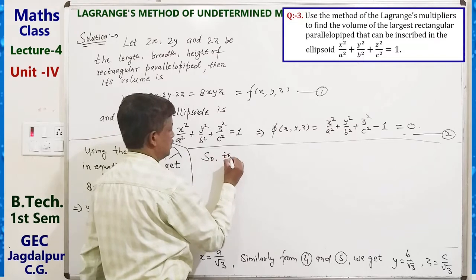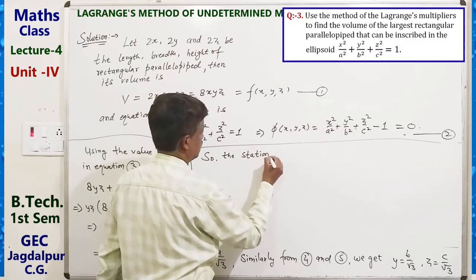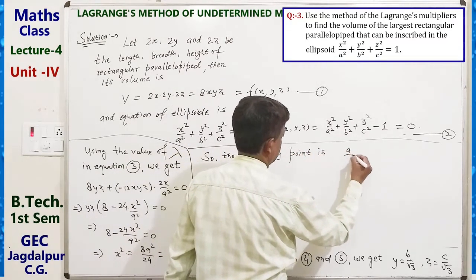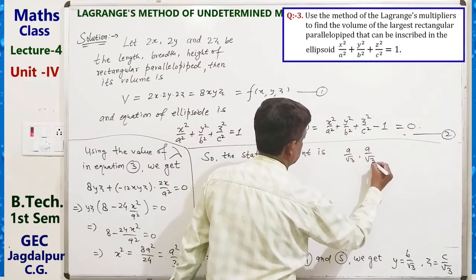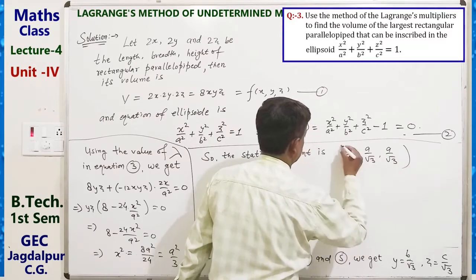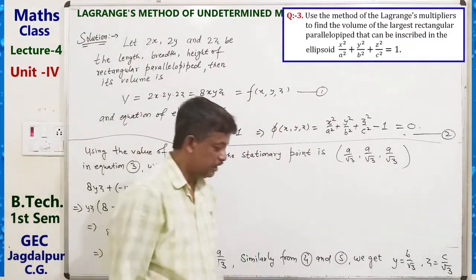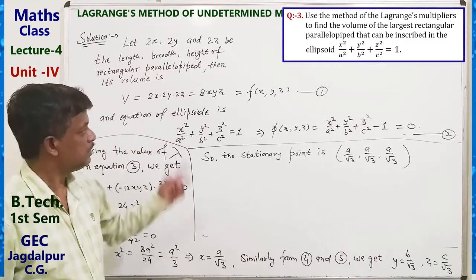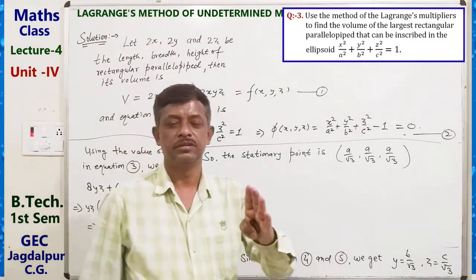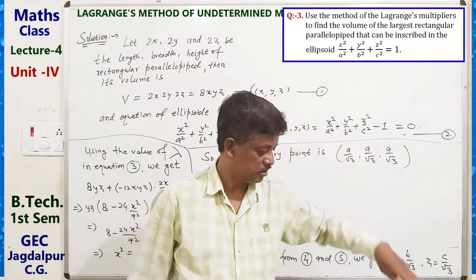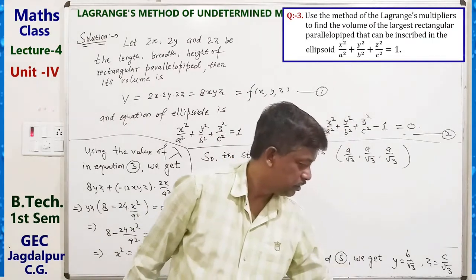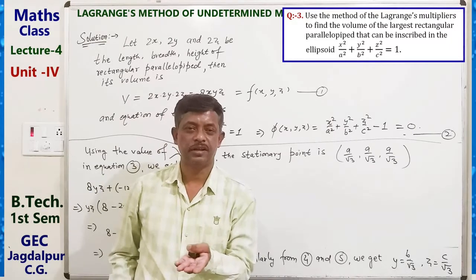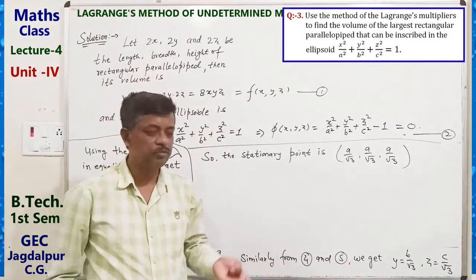So the stationary point is a by root 3, b by root 3, c by root 3. And here we see that also when z equal to 0, then the volume of the parallelepiped will be 0 as a rectangular shape, and when z increases, then volume will increase.